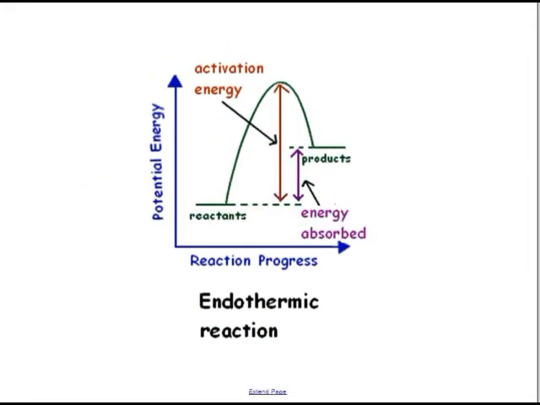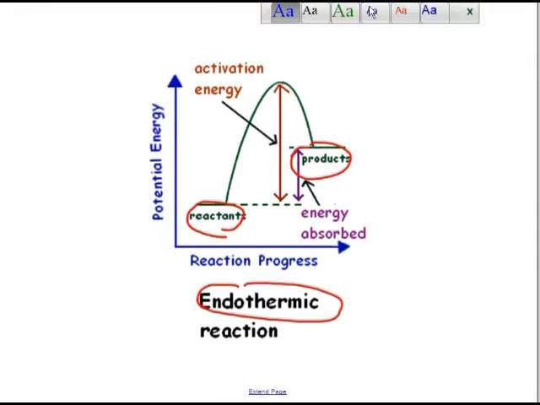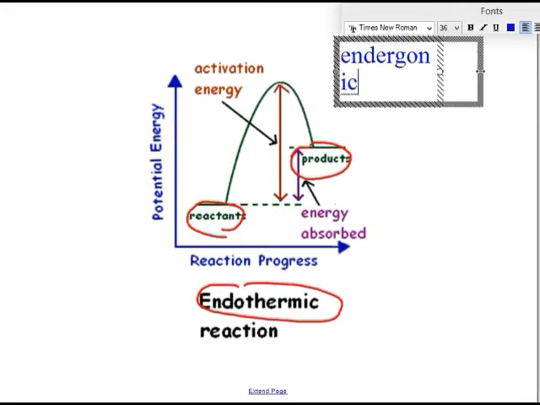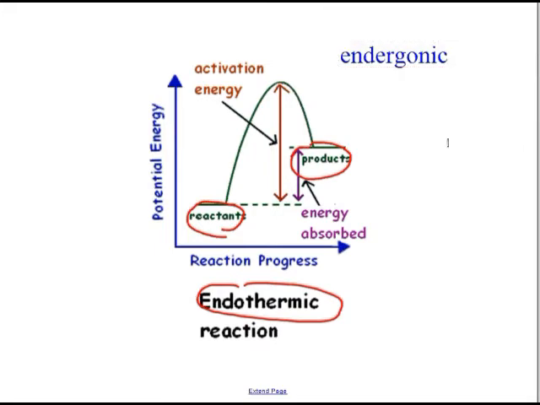Now it could happen the other way too. In this case, when we go from our substrate or reactants to the products here, you're actually increasing the amount of energy. So the products have more energy. You're putting energy into it. That could happen too. That's called an endothermic reaction. Once again, we have multiple words for the same thing. Sometimes that's called an endergonic reaction. Basically the same thing. And you still need to put energy into it.